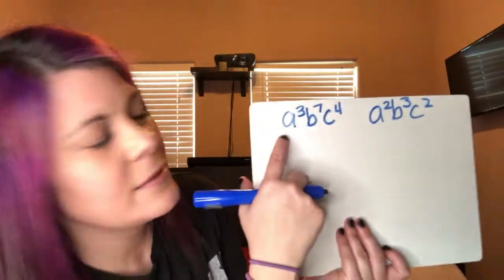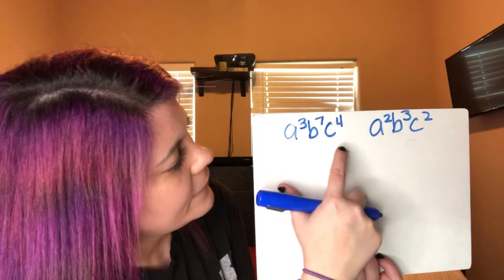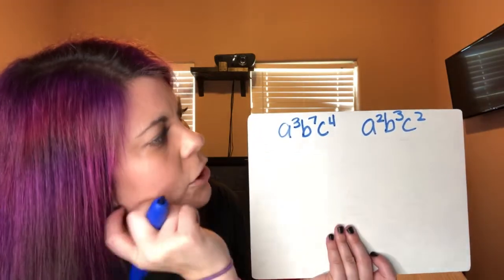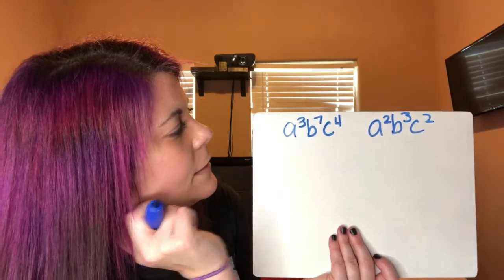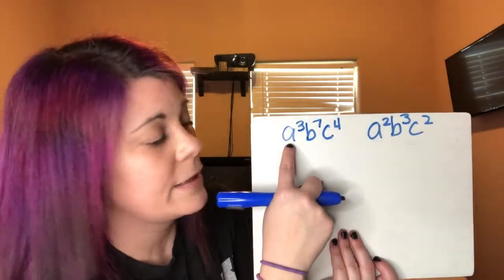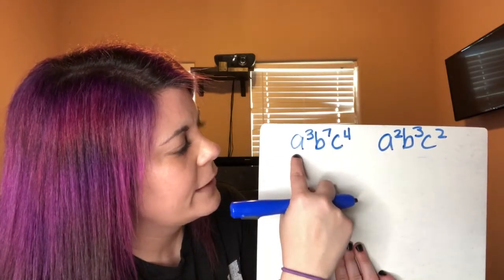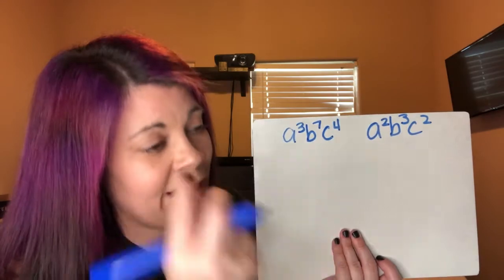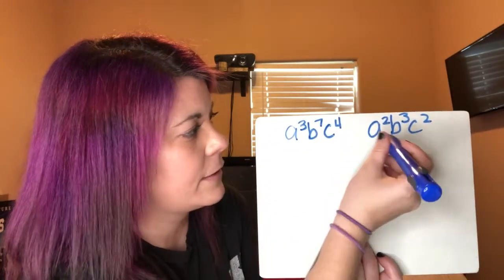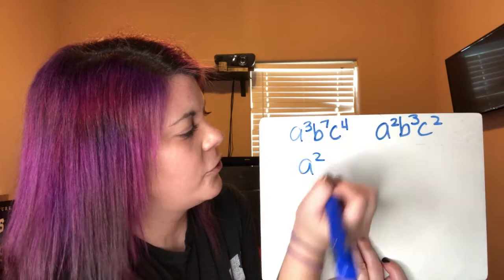Let's do another one, with just all variables, because I think we have finding the greatest common factor of numbers down. In this case, we have a cubed b to the seventh c to the fourth, and a squared b cubed c to the second. Let's look at my a's. This one has three a's because a to the third means a times a times a. This one has two a's. This one can give me 3, this one can give me 2. Remember, I can only take out as much as they both can give me. Since this one only has 2, I'm only going to take out 2.